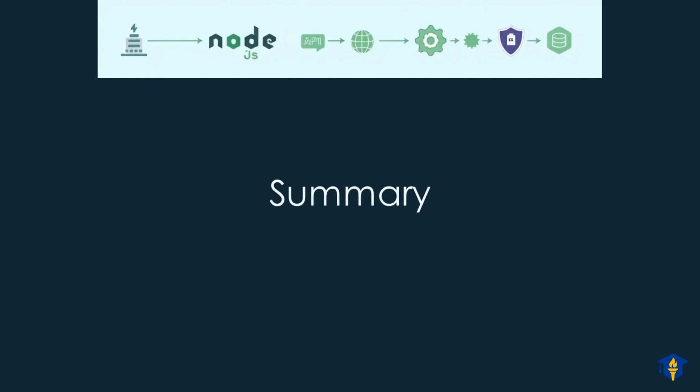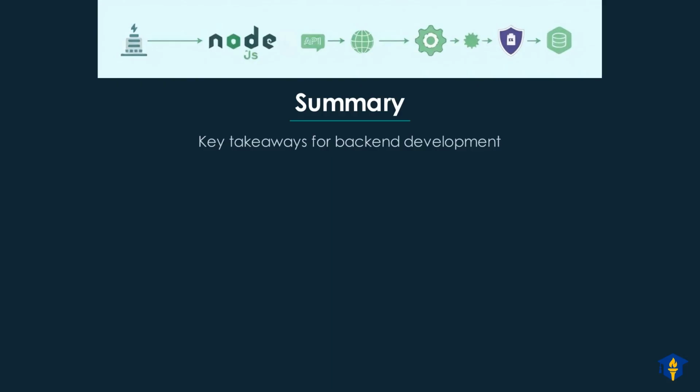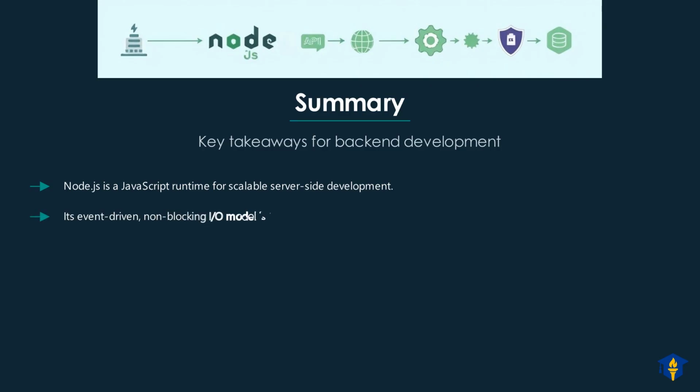To summarize our discussion, let's review the key takeaways for backend development with Node.js and Express.js. These are the essential concepts and practices you should remember for building effective backend applications. Node.js is a powerful JavaScript runtime environment specifically designed for scalable server-side development. Its event-driven, non-blocking I/O model makes Node.js an excellent choice for building real-time applications.